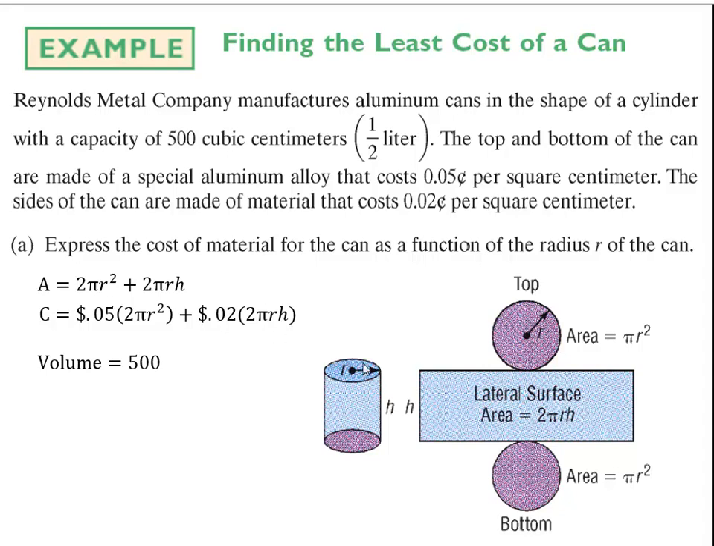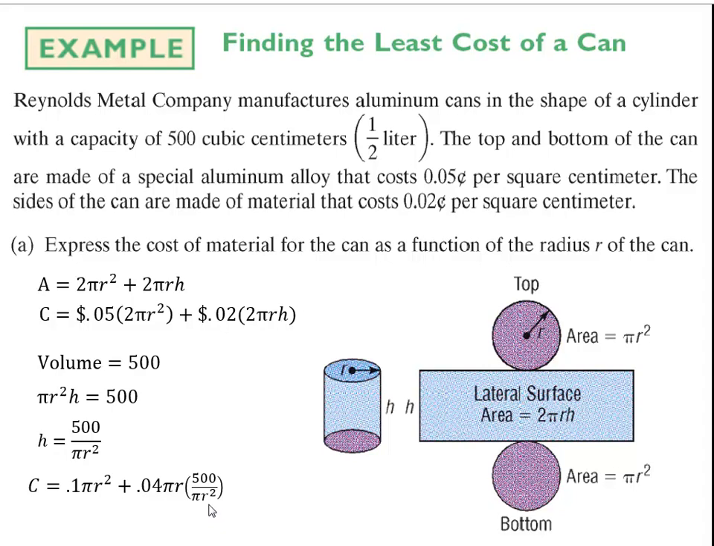Remember, the volume of a right circular cylinder, I could look this up, I can Google search this, or it's in the front cover of my book. But the volume of a right circular cylinder is pi r squared h. So I'm going to set my volume equal to 500, and then I'm going to solve for h. Then I'm going to plug this h back into my equation. So if I plug that h back into my equation, here's the cost purely as a function of radius.